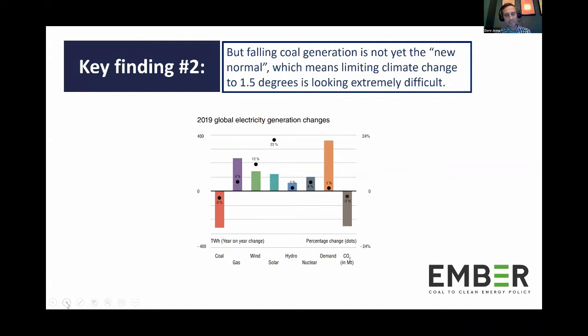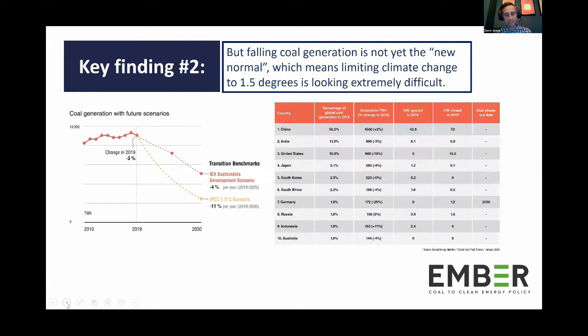So on the next slide, I just want to highlight the challenge of reaching 1.5 degrees in context of coal. The IPCC's 1.5 degrees median scenario, which is that yellow line, orange line, shows coal generation must collapse by three quarters by 2030. That means an 11% fall every year starting now. The IEA sustainable development scenario is less extreme. Their scenario assumes more warming than 1.5 degrees and includes a lot of negative emissions in the future. And despite that, they still say global coal generation must halve by 2030, which means year on year reductions of over 4%.